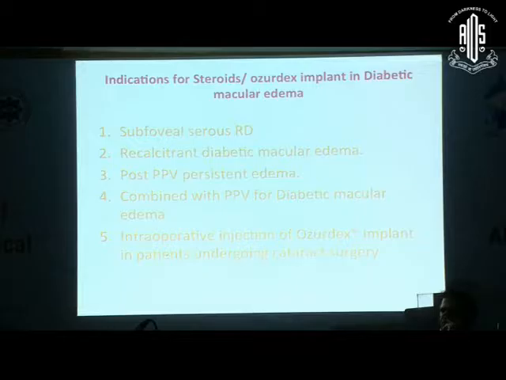Coming to the third part of my talk, which is what are the indications of steroids. It says Ozurdex implant, but it could be true for any of the corticosteroids for diabetic macular edema. Subfoveal serous retinal detachment is not a standardized indication, but if you see too much fluid, maybe you want the apposition very fast. I do a lot of inflammation. From our experience in VKH and sympathetic ophthalmia, the best way to bring down the fluid is giving steroids. So we prefer using the steroids.